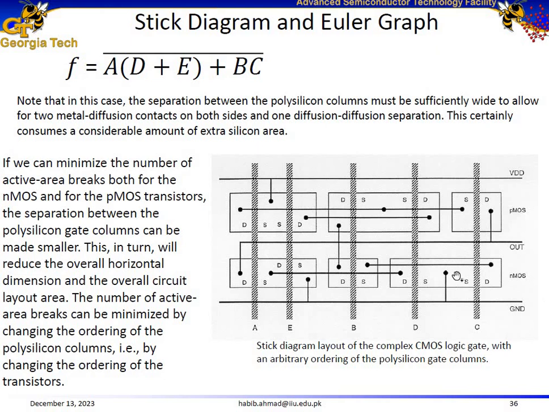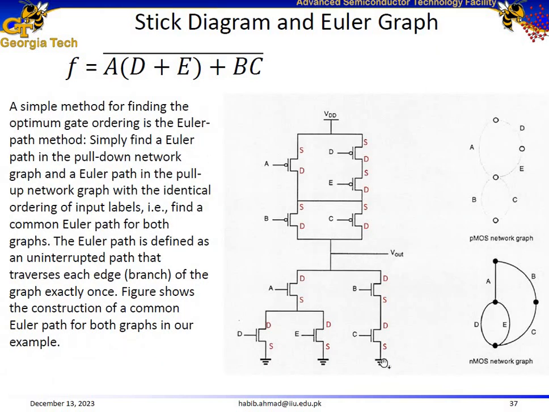So from here we see that the sources of D and C are connected together. So if the sources are connected together, it means that they are in parallel. Similarly, the source of E is also connected with the source of D and C. So it means that all these three transistors in the pull-down network are in parallel. So draw these three transistors. The source of D is connected to the ground, the source of E is connected to the ground, and the source of C is connected to the ground.